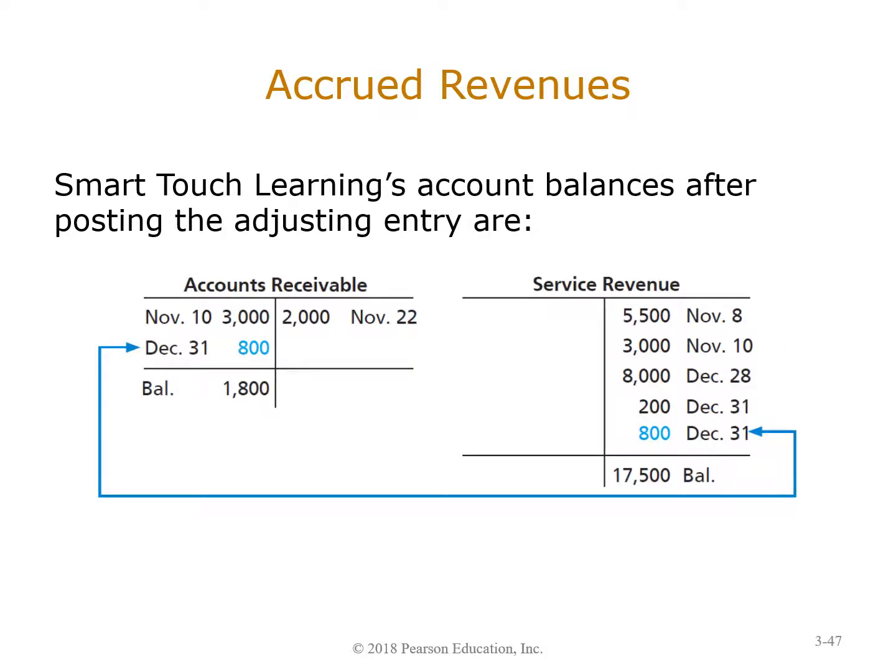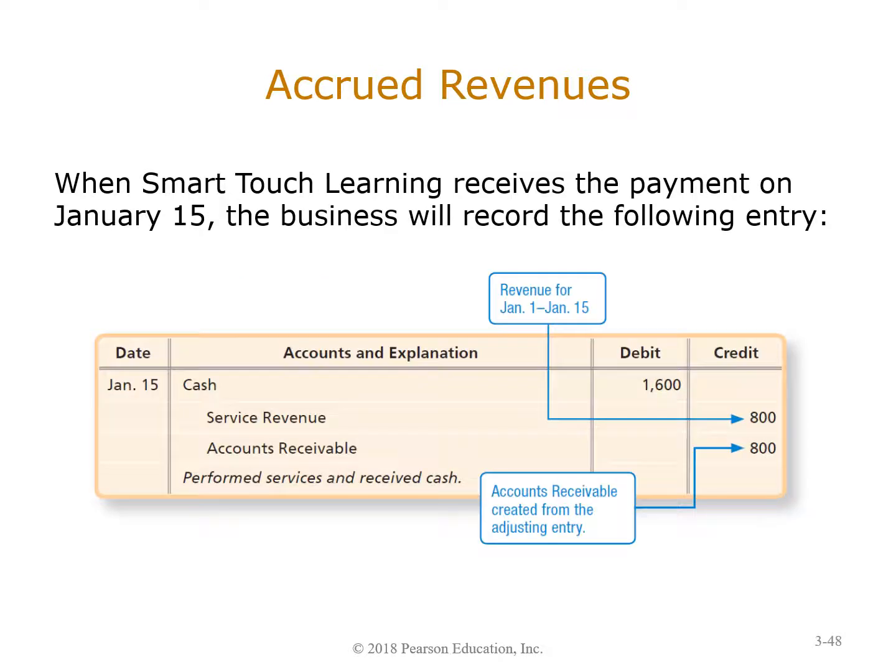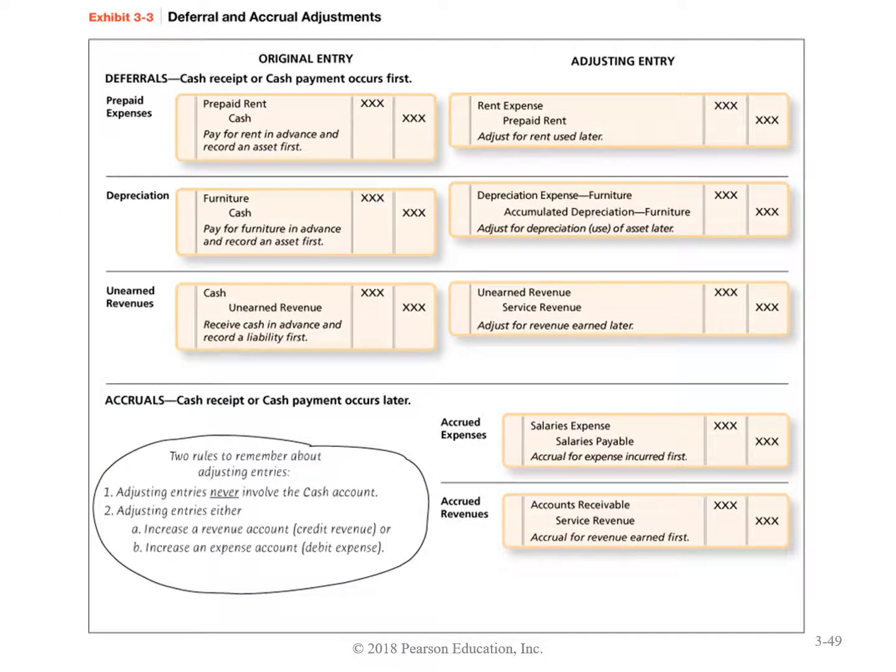This is just showing you how it would increase accounts receivable. There's your debit, there's your credit. Once we receive the money, we will debit cash, and in this case we've earned some more, and then we would credit accounts receivable. Okay, rules to remember.